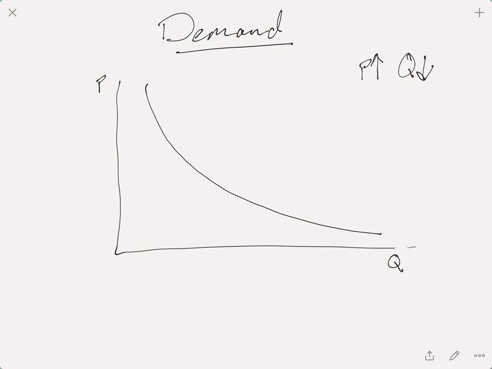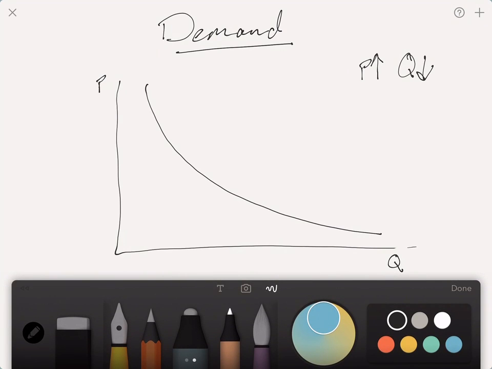Now, going back to our demand curve, the reason for the downward sloping curve, the reason for the law of demand is there are three factors: the income effect, the substitution effect, and diminishing marginal utility. We'll start with diminishing marginal utility first.